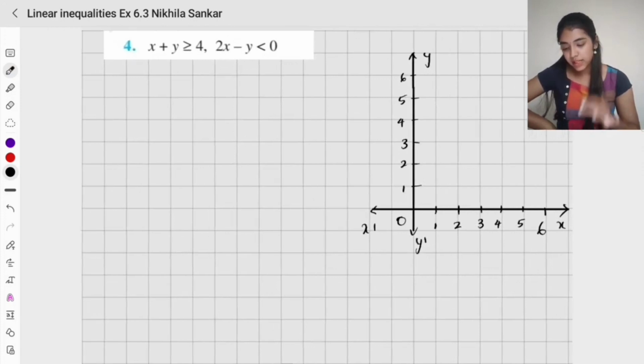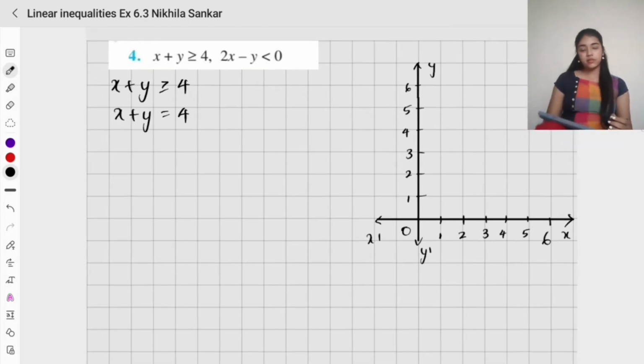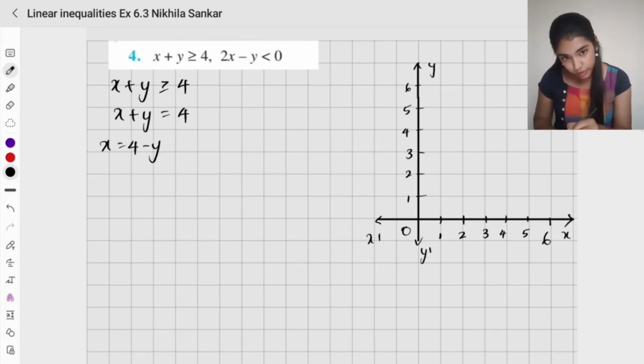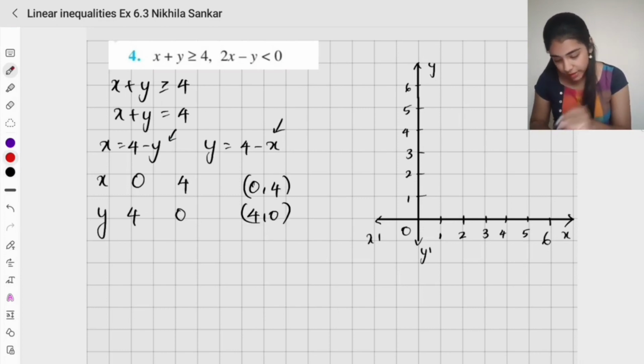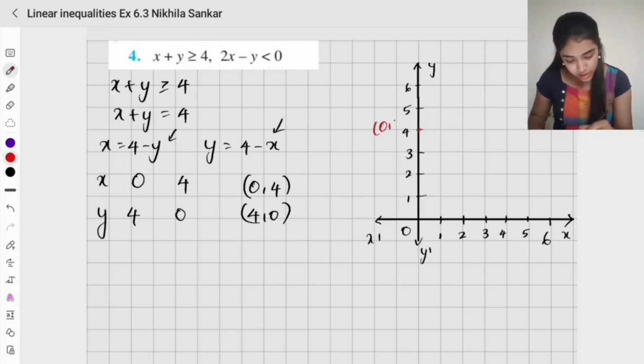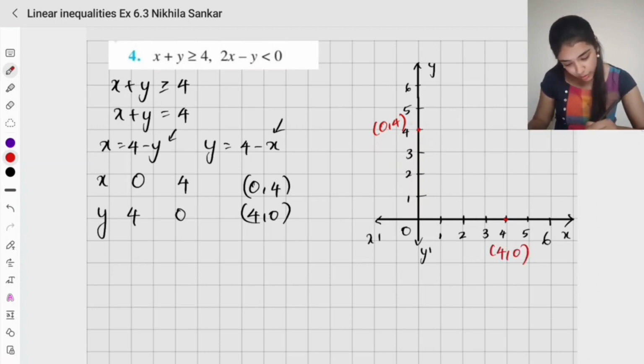Next question. X plus y greater than or equal to 4. So the equation is x plus y equal to 4. X in terms of y, y in terms of x. So I'll have x equals 4 minus y and y equals 4 minus x. When the value of x is 0, y is going to be 4. When the value of y is 0, x is going to be 4. So what is my solution? 0, 4 and 4, 0. First, shall we draw the graph? So 0, 4 is over here, and 4, 0 is over here. I'm going to join the two points. This is a slack inequality, so I am going to draw a thick line.